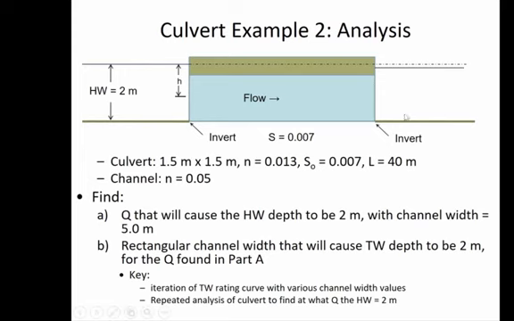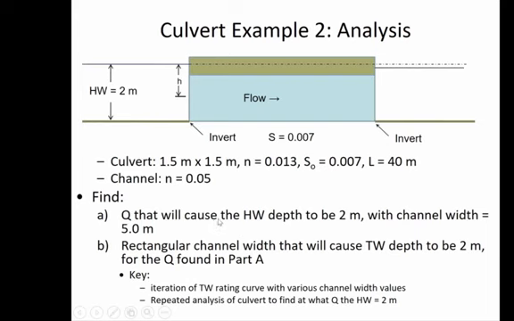Okay, so once we define the geometry of the culvert, we want to do some analysis here. We want to find out what flow rate will cause the headwater depth to be 2 meters when we have a channel width equal to 5 meters. We're going to do rectangular channels here. And then in part B, if we change the channel width, then what tailwater depth will give us 2 meters for a certain flow rate.